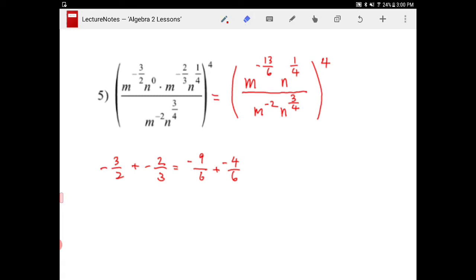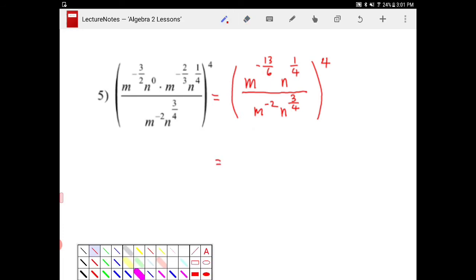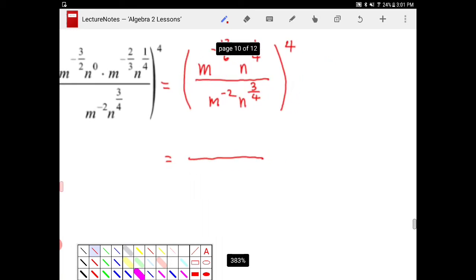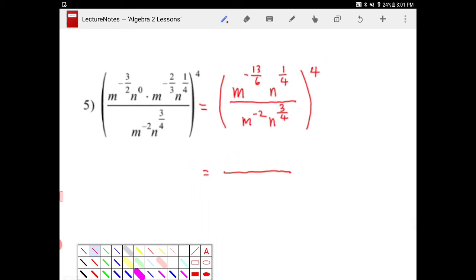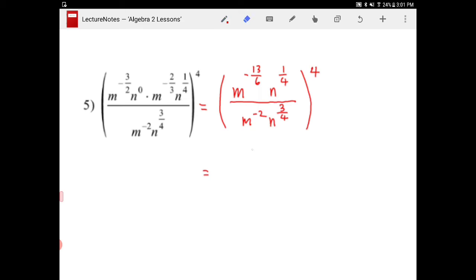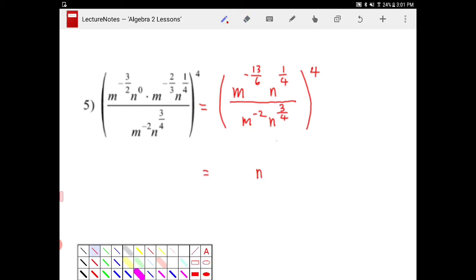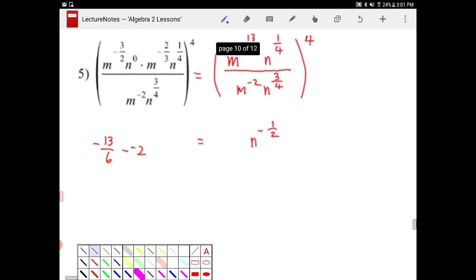All right, and I'm almost there. Now I'm going to simplify the numerator and denominator because I see here I have n to the 1/4 and n to the 3/4. That would be equivalent to n to the power of negative 2/4, or negative 1/2. Then m to the negative 13/6 minus negative 2. Notice I'm again doing the scratch work on the side.